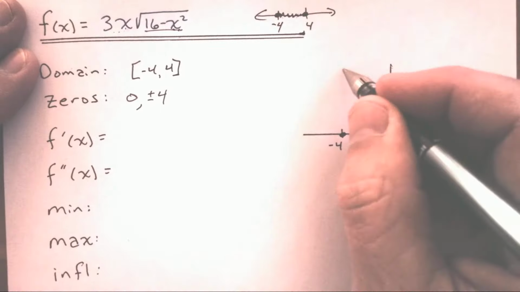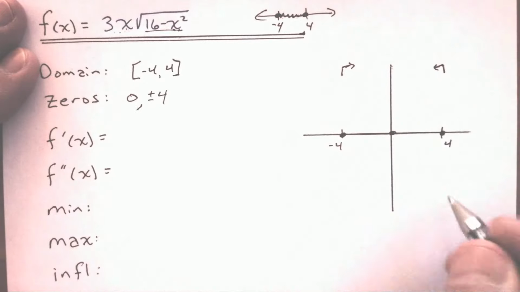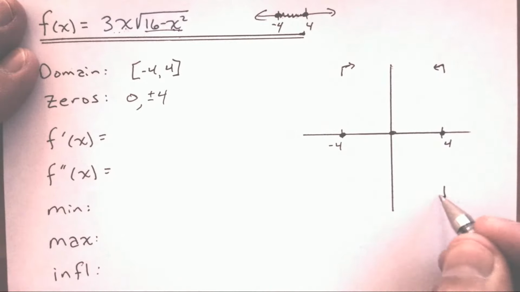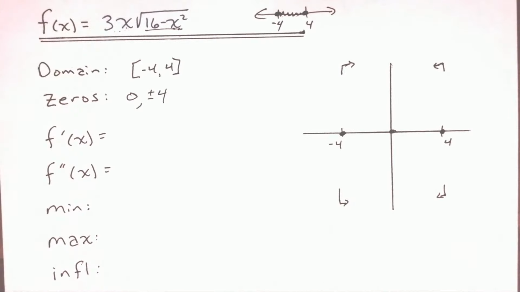I might also, just as a note to myself, say we are confined between negative 4 and 4. And just make these little markers. My graph should exist between there.